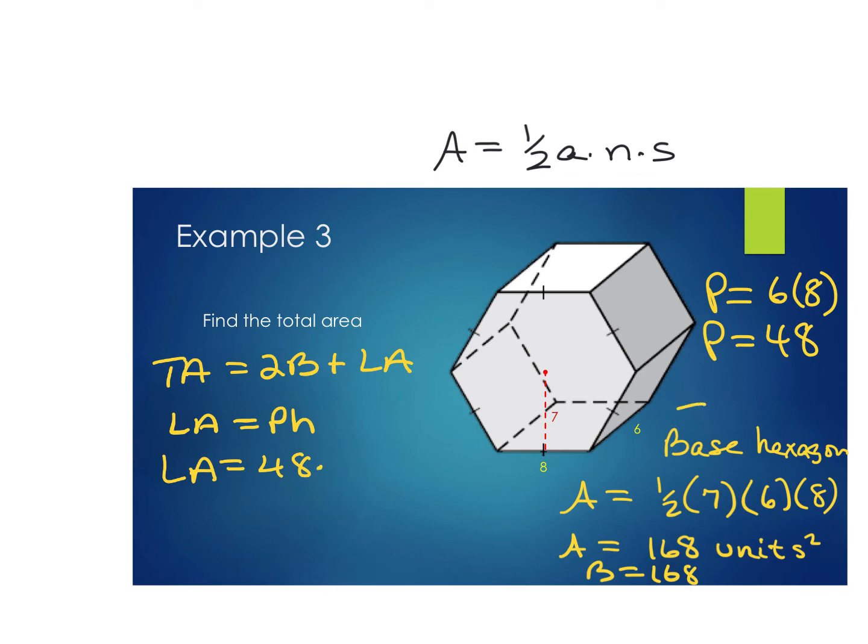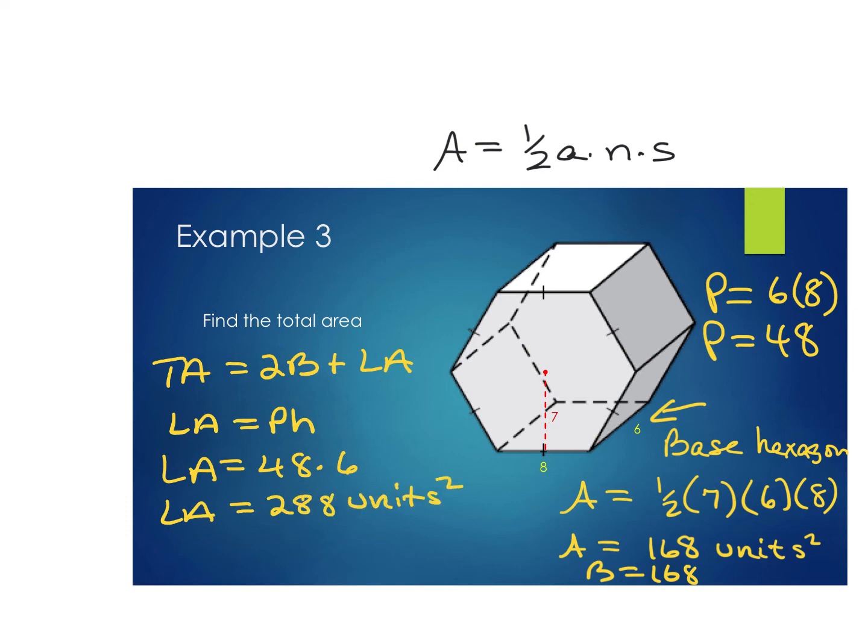So my lateral area is 48 times the height of the prism, which is the 6. Because again, this prism is not sitting on its base. So once you lay it down onto its base, you can see that it has a height of 6. So my lateral area is 288 units squared.